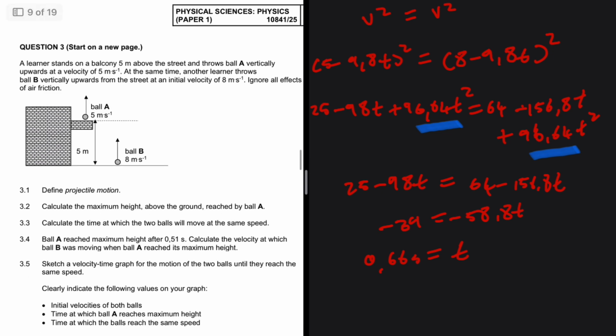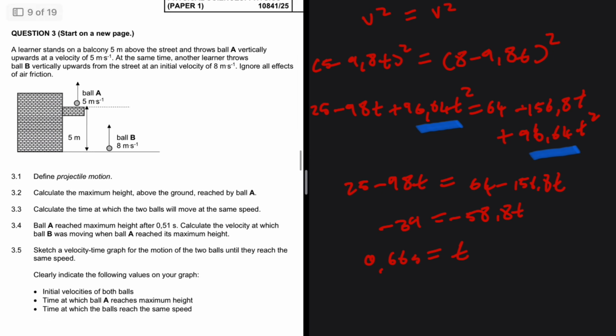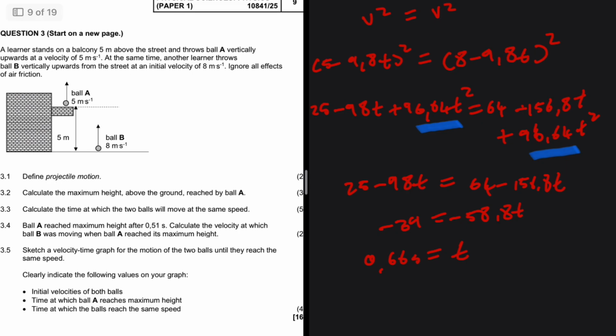Right. So that is 3.4. 3.5, sketch a velocity-time graph for the motion of the two balls until they reach the same speed. Clearly indicate the following values on your graph: initial velocities of both balls, time at which ball A reaches maximum height, and time at which the balls reach the same speed. Alright, we were only interested in 3.3 here. I'm just going to let 3.5 pass.